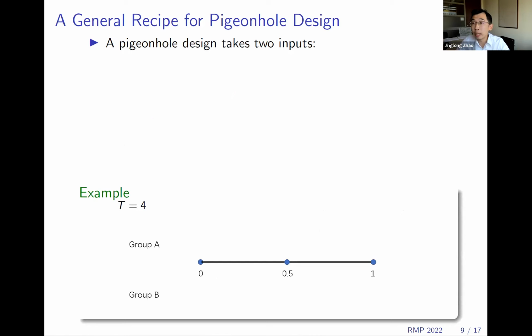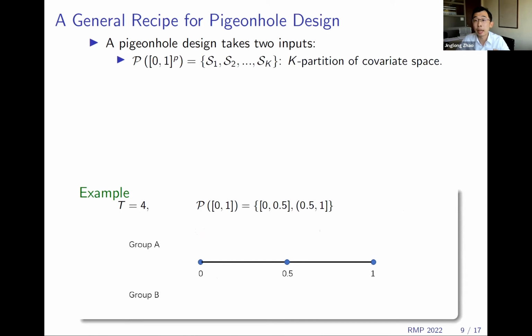So let's formally define what a pigeonhole design is. A pigeonhole design takes two inputs. The first input is a partitioning of the covariate space, which we refer to as a pigeonhole. In this example, let there be 4 time periods and let the 2 pigeonholes be 0 to 0.5, including 0.5, and the second pigeonhole from 0.5 to 1. And a pigeonhole design also has a second input, which is beta, the balancing parameter. So let's say, for example, the balancing parameter here is beta equal to 1/4. I'll explain how the balancing parameter works.